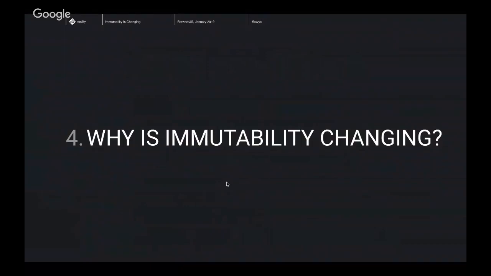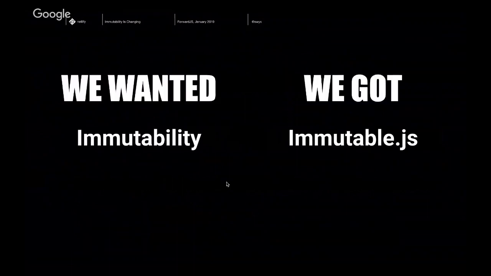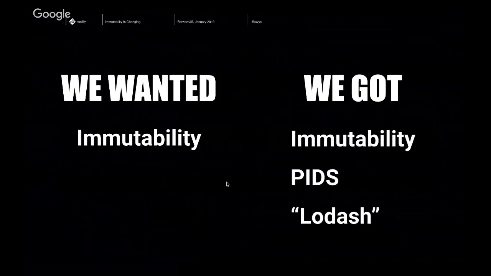But the core question that we're here to answer is, why is immutability changing? And really, it's the realization that we've come to over time that immutability is not the same thing as persistent immutable data structures. We wanted immutability, we're sold on immutability, but we got Immutable.js. And it's really the realization that Immutable.js is a bundle of immutability, persistent immutable data structures, and some poor man's form of Lodash.